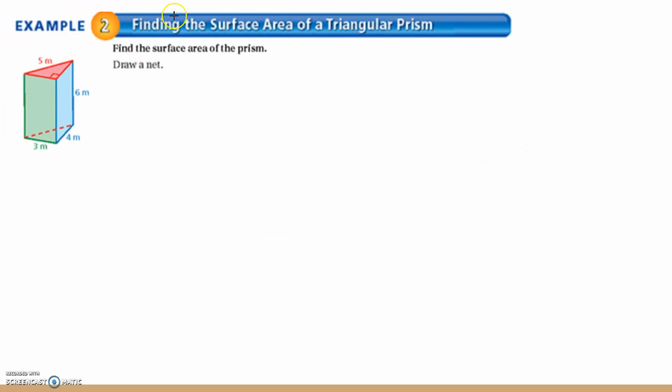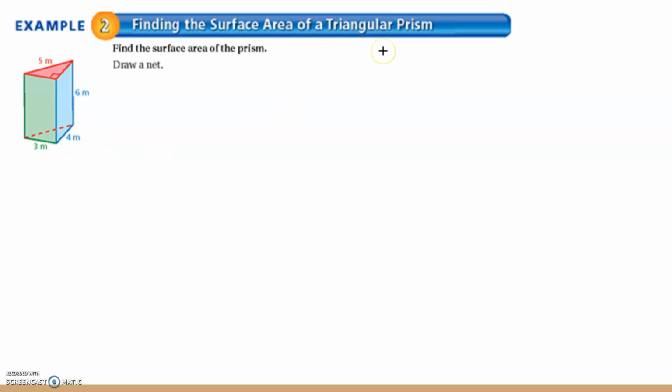So now moving on to our second example, which is finding the surface area of a triangular prism. Here we're asked to find the surface area of the prism, which is given in the picture, and draw a net. We're given the values of 6 meters as a height, 4 meters as a length, and 3 meters as a base. For the triangle, the values are going to be 3 meters as a base and 4 meters as a height.